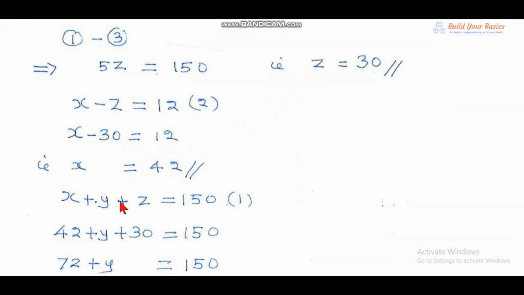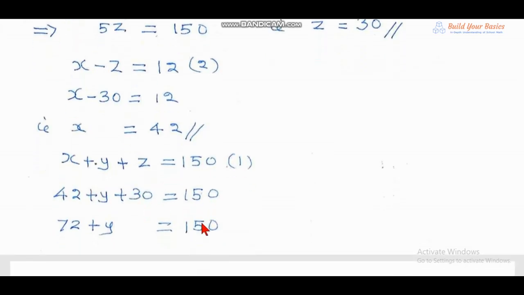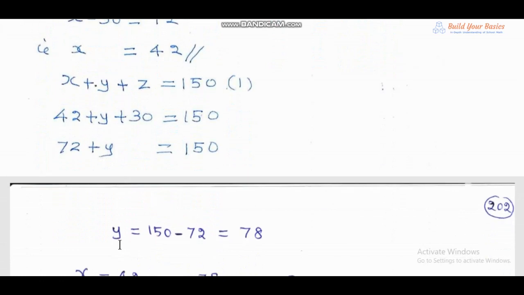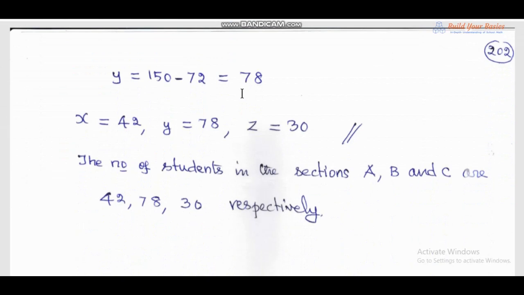We have the first equation, X plus Y plus Z equal to 150. So 42 plus Y plus 30 equal to 150. That is 72 plus Y equal to 150. That is Y equal to 150 minus 72, that is 78. So X equal to 42, Y equal to 78 and Z equal to 30. The number of students in the sections A, B and C are 42, 78 and 30 respectively. We have done the problem.